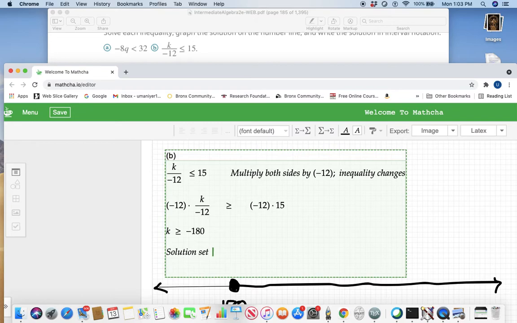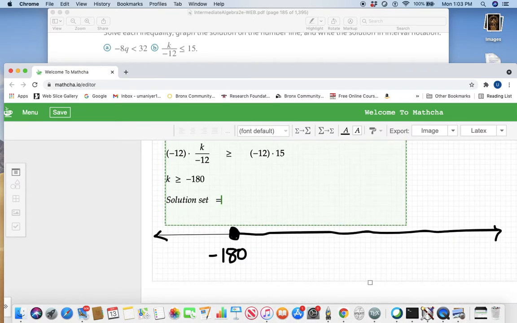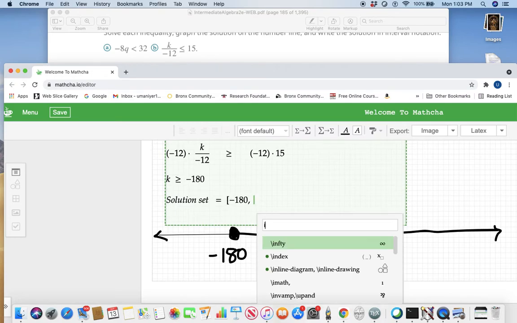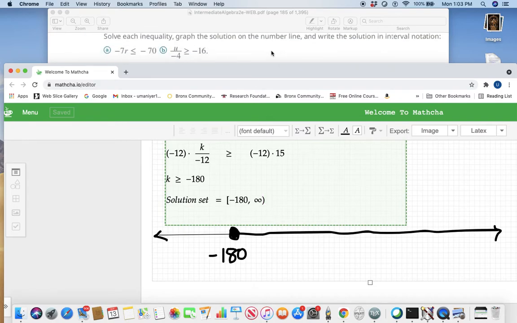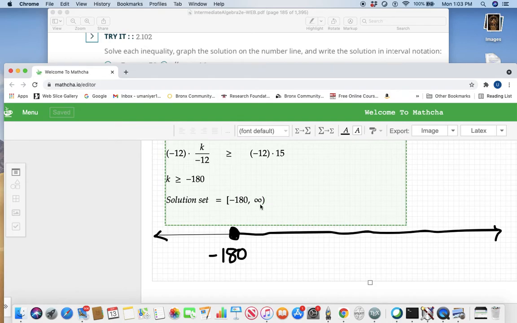Solution set means the set of elements which are acceptable. The left-handmost point is negative 180, which is included, therefore you use a bracket. For the right-handmost, there is no right-handmost point. It keeps on going forever. So it's infinity, and infinity is always open. Let's try the next batch of questions.